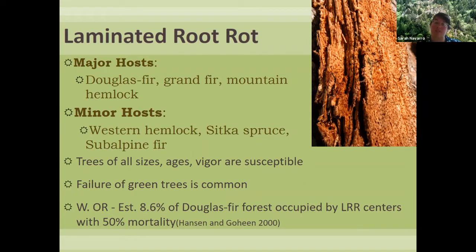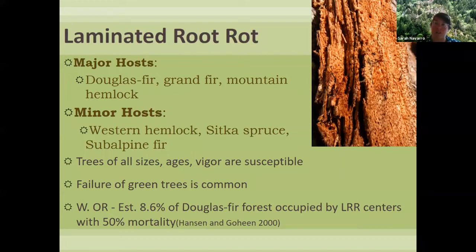So the major hosts for this root rot are Douglas fir, grand fir, and mountain hemlock. With Douglas fir being the major host for this root disease, it really is the number one root disease managed for in Western Oregon. Minor hosts are Western hemlock, Sitka spruce, and subalpine fir. Tolerant or resistant species to this disease include Western hemlock and Western white pine, as well as Willamette Valley ponderosa pine. So laminated root rot can affect trees of all sizes, ages, and vigor.